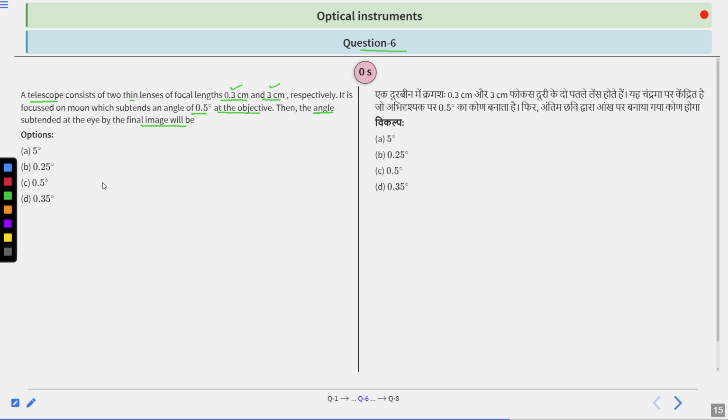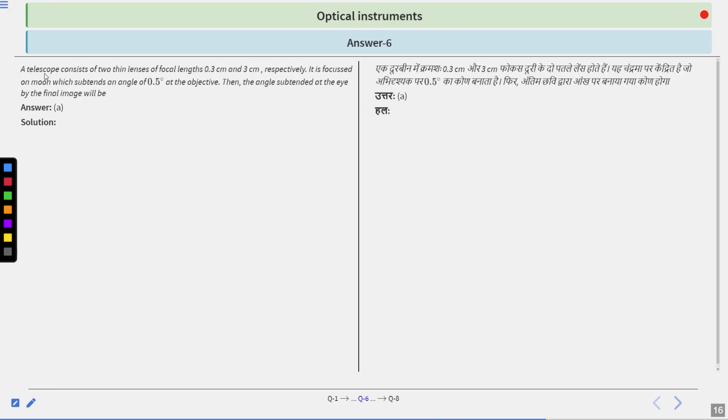Let's see the solution. A telescope consists of two thin lenses. The focal lengths are 0.3 centimeter and 3 centimeter respectively. It is focused on the moon, which subtends an angle of 0.5 degree at the objective. Then what will be the angle subtended at the eye by the final image? The question asks about the angle subtended at the eye by the final image.